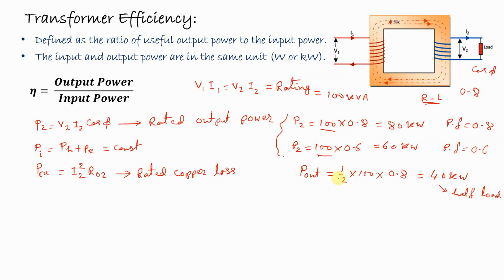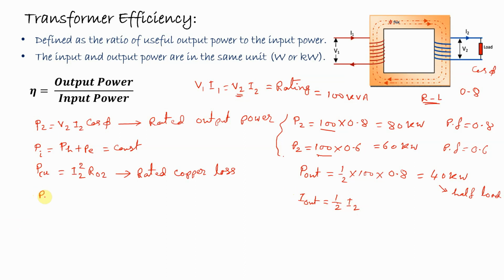In this way, we can change the value. And as the power is reduced to half, in this case, the V2I2 value is 100 by 2, that means 50. But V2 is always constant. So what happened? Only the output current will be reduced to half. So now the output current will be half of the rated secondary current, where I2 is the rated secondary current.